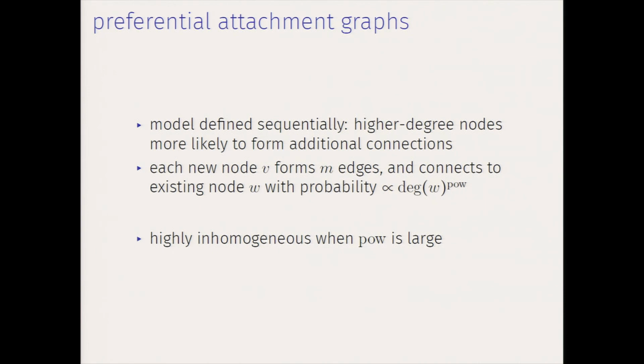So to illustrate some of the advantages of our design, I'll consider a different class of graphs, which are inhomogeneous. These are so-called preferential attachment graphs. It's a model of graphs that's defined sequentially, and when you add a new node, it's more likely to form connections with nodes that already have high degree. Formally, when we add a new node V, it forms m edges, and it connects to an existing node W with probability proportional to the degree of W raised to some power parameter. These graphs are pretty inhomogeneous when the power parameter is large, because there are high correlations between edge formations.